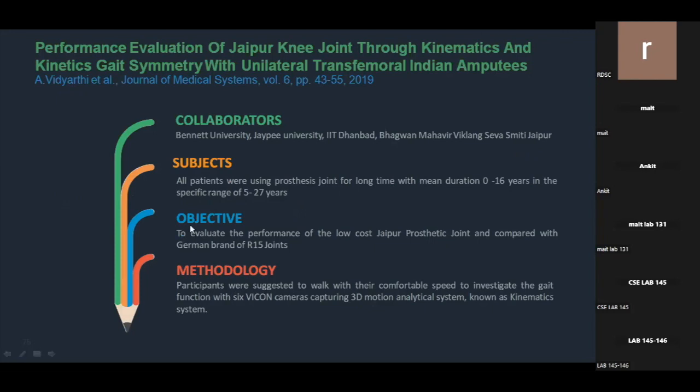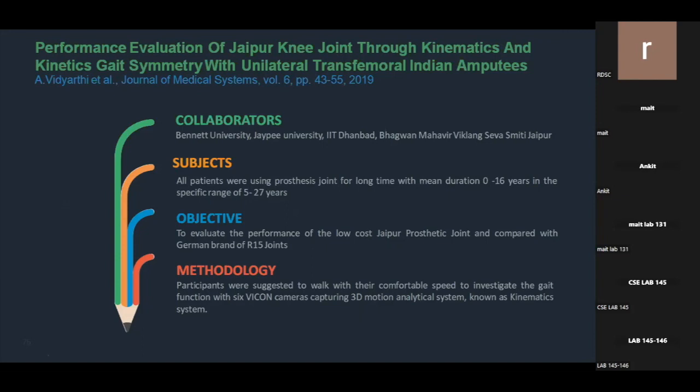We have a collaboration between VNIT, JP, IIT Dhanbad, and Bhagwan Mahavir Viklang Seva Samiti, and then we have subjects aged 0 to 16 years and 5 to 27 years with prosthetic joints. To evaluate the performance of this low cost Jaipur prosthetic joint and compare it with the German based 3R15 product, we created a three-dimensional environment. We created a lab setup.